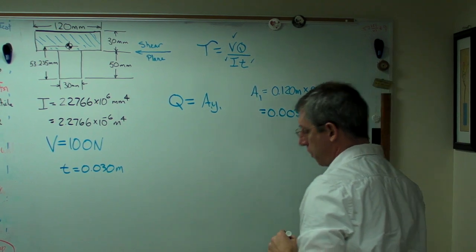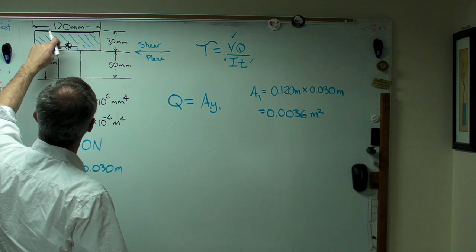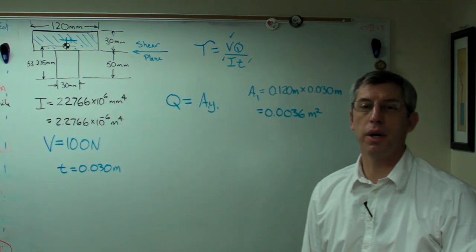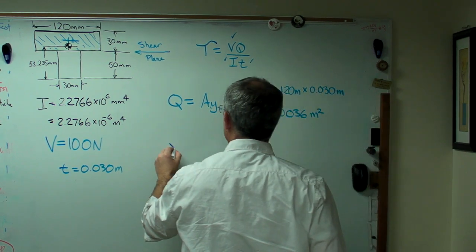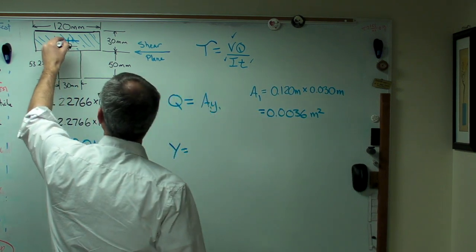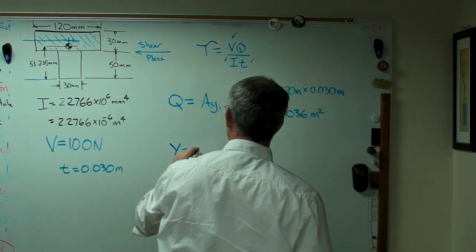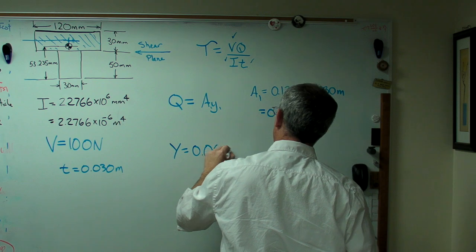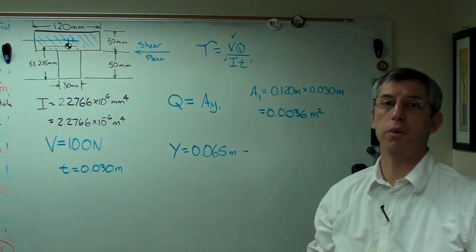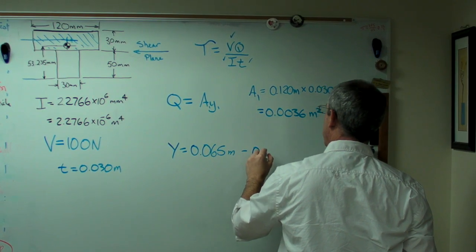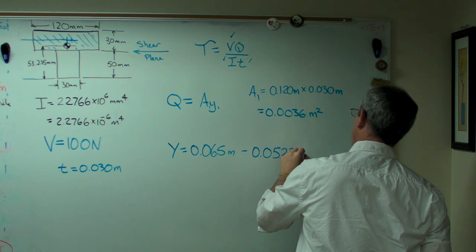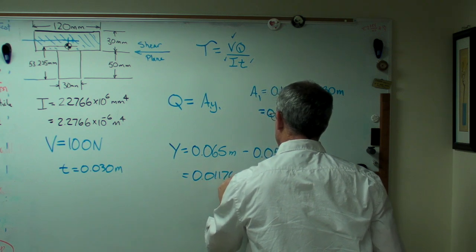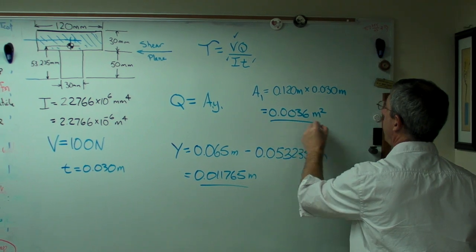Now, y is the distance from the centroid of this box to the centroid of the shape as a whole. Now, this isn't really to scale. The centroid of our box is a little above the centroid of the shape as a whole. So for us, y is going to be the distance of this centroid from base, which is 65 millimeters, and I'm going to write that in meters here, minus that distance right there, which is 53.235 millimeters. I'm going to write that also in meters. And that gives us 11.765 millimeters, or 0.011765 meters.